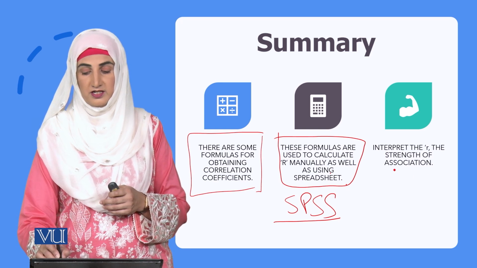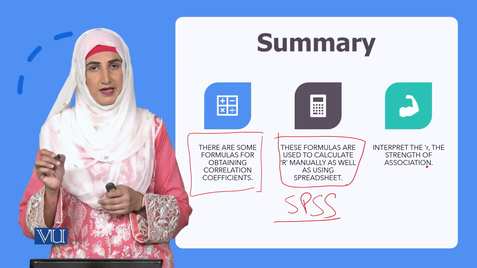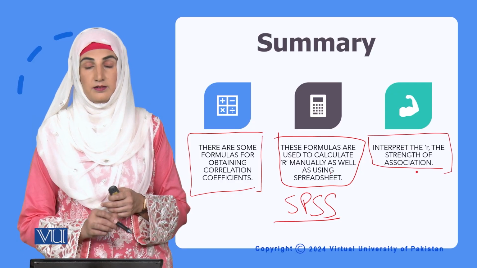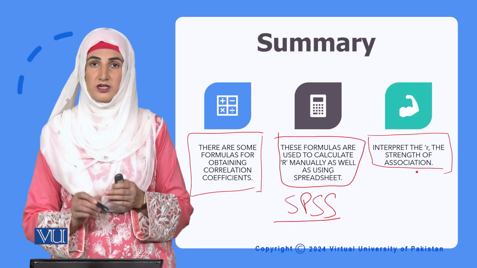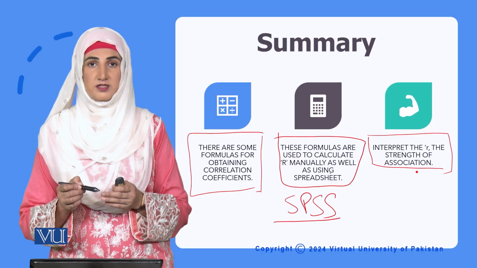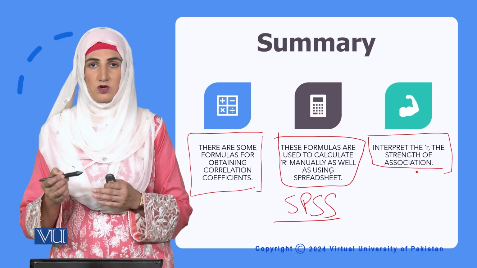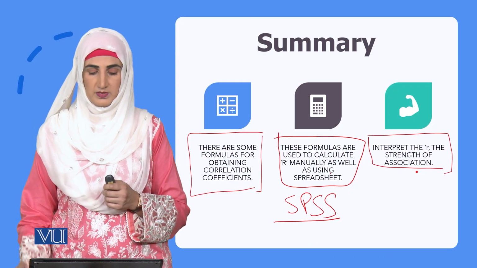Third one is interpretation. Using that slab which we have discussed, interpret the result of correlation. So, correlation will be interpreted in words by using weak, very weak, strong, very strong, positive, like this.